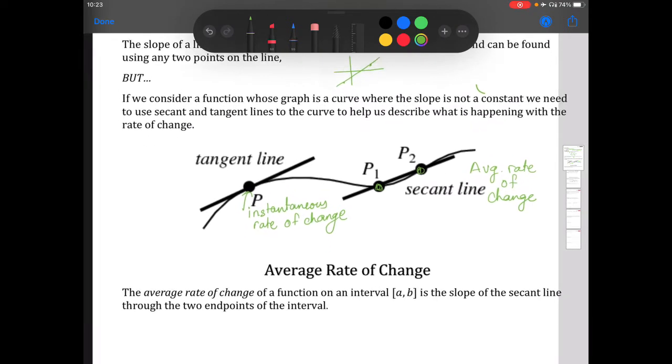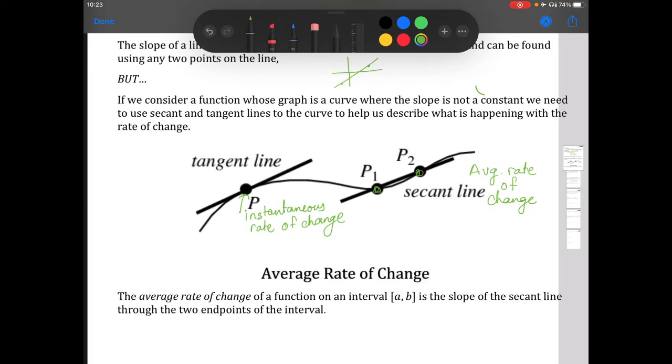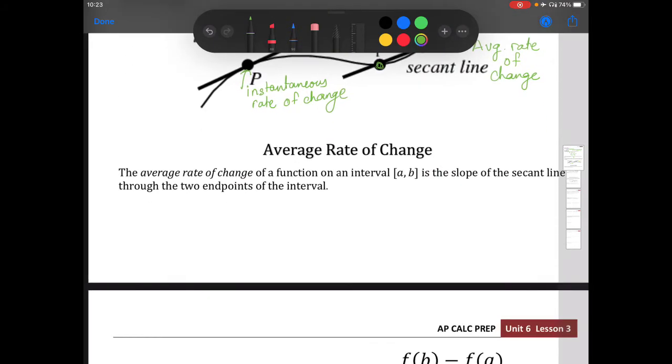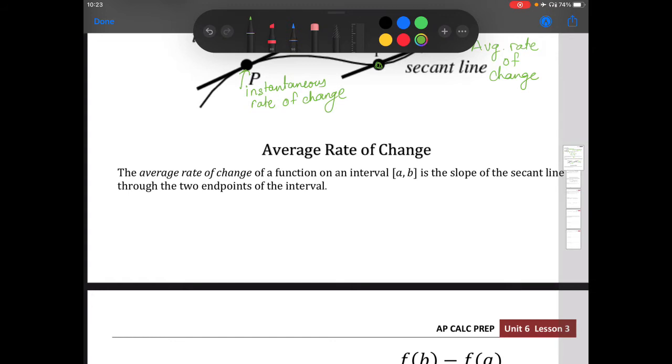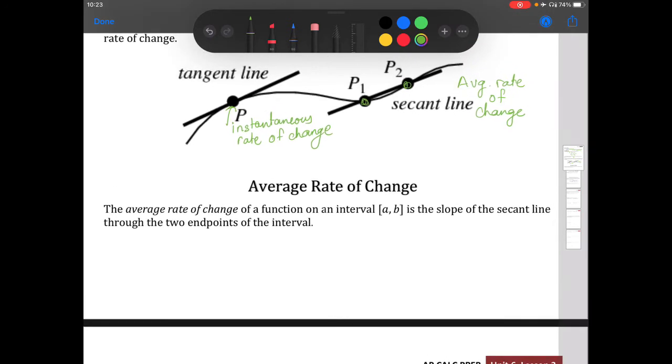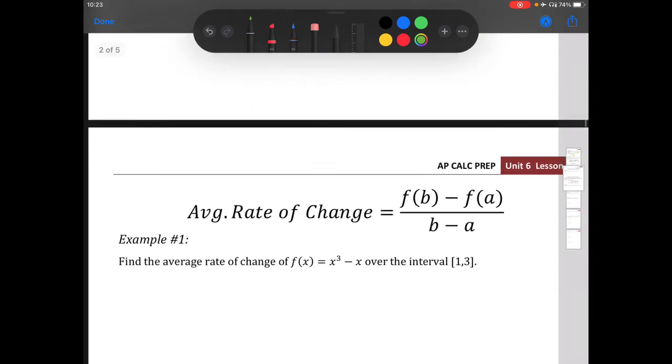So this is what we're going to be talking about. We can find the slope of these curves by finding the slope of our tangent lines or secant lines. Average rate of change: the average rate of change of a function on an interval a comma b is the slope of the secant line through the two endpoints of the interval. So the average rate of change for this curve would be the slope of this secant line. The instantaneous rate of change at this point on the curve would be the slope of the tangent line. That's what this basically means.